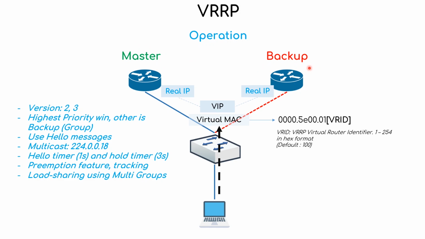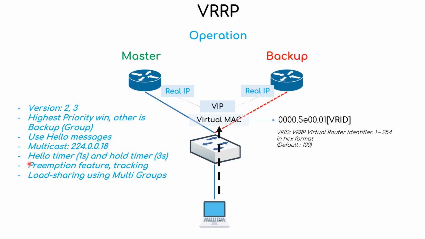VRRP has two versions, version 2 and version 3. Version 2 only supports IPv4 and version 3 supports IPv4 and IPv6. It also uses the priority to elect who is master and who is backup in the group. The hello message is sent between the routers in the group every 1 second, and the hold timer is 3 seconds. And VRRP also has a preemption feature and tracking of interface status or tracking objects in your routing table.